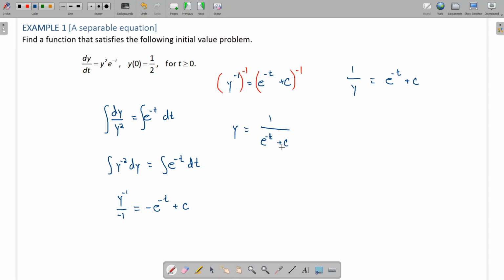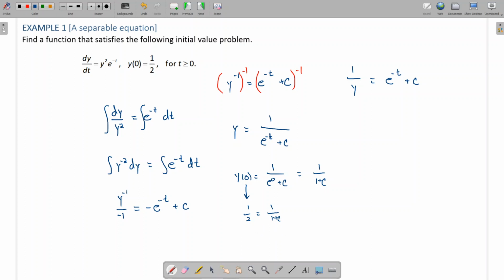Now we want to find the value of this arbitrary constant by using this initial condition here. So we know that y of 0 is equal to 1 over e to the 0 plus c, but that would just be 1 over 1 plus c. And we were told that this is 1/2. So 1/2 is equal to 1 over 1 plus c.